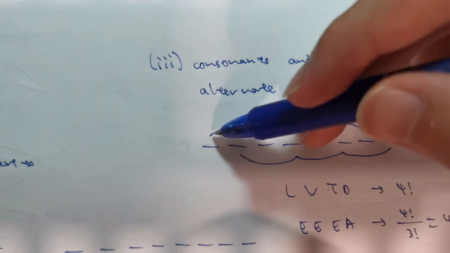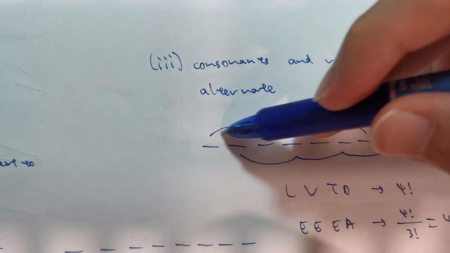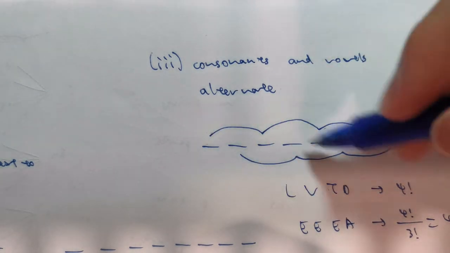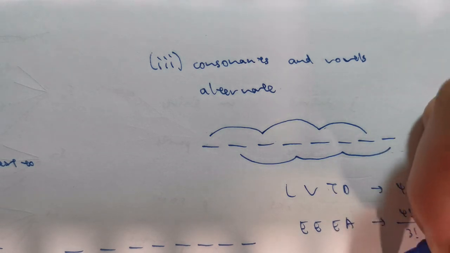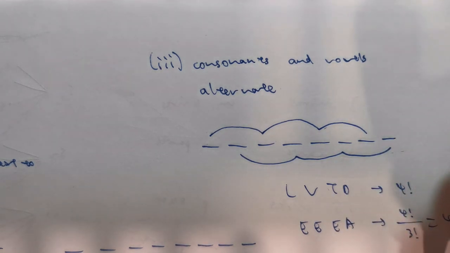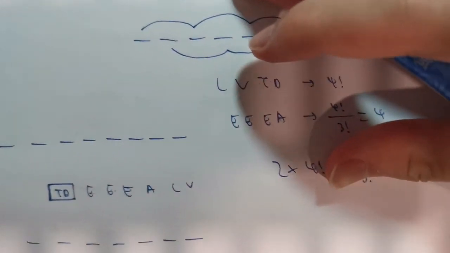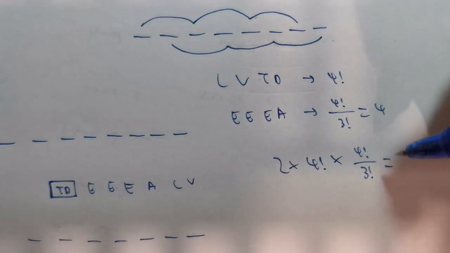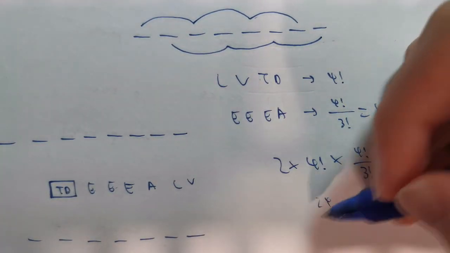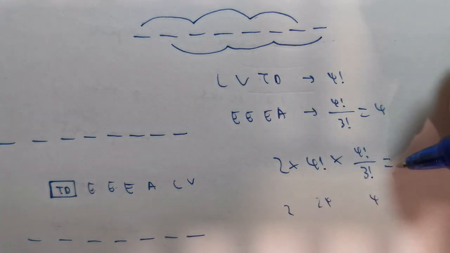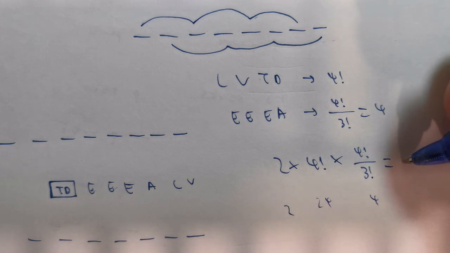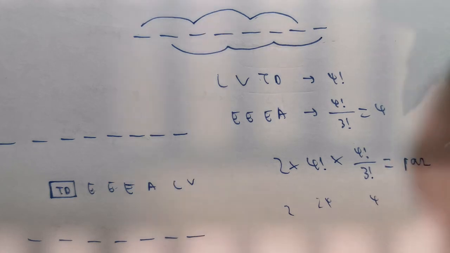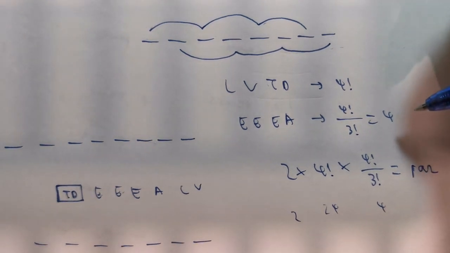Then let's say these are vowels, these are consonants. That's basically the same. So the answer is 2 times 4 factorial times 4 over 3 factorial, which is 24... 192, I think. Yeah, 192.